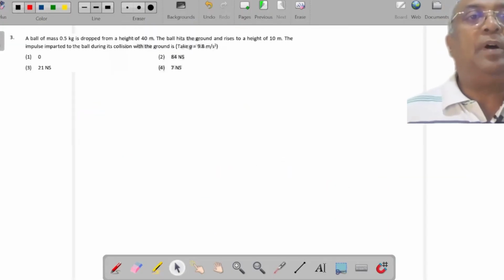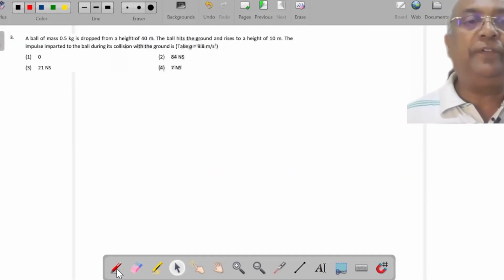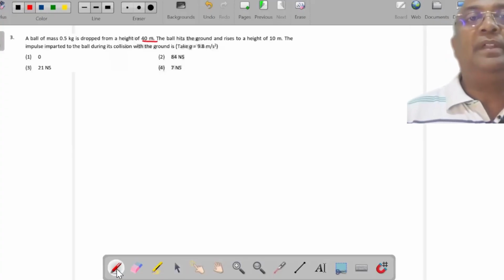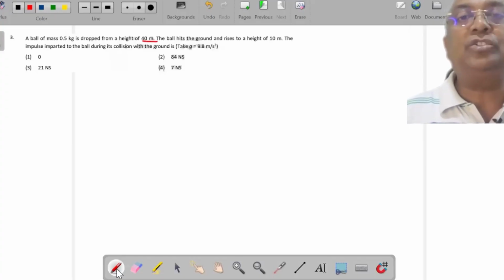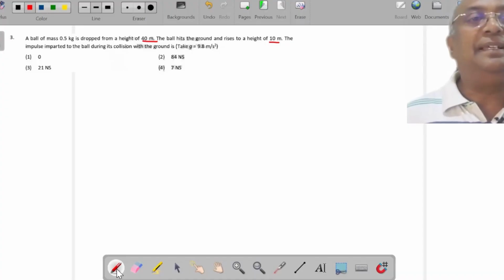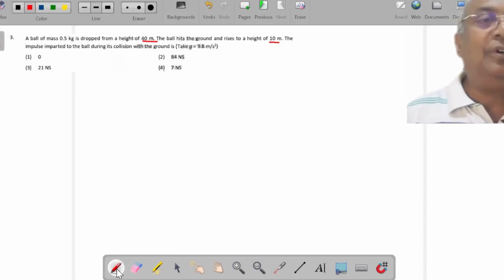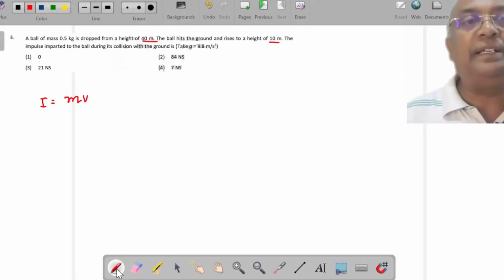A ball of mass 0.5 kg is dropped from a height of 40 meters. The ball hits the ground and rises to a height of 10 meters. Find the impulse imparted to the ball during the collision. We know impulse is nothing but the change in momentum: final momentum minus initial momentum is the formula. We should be very clear about that.